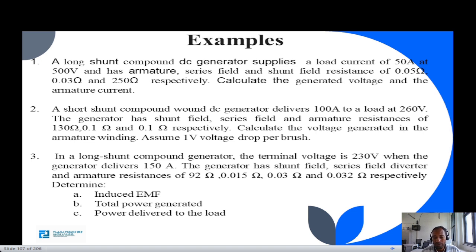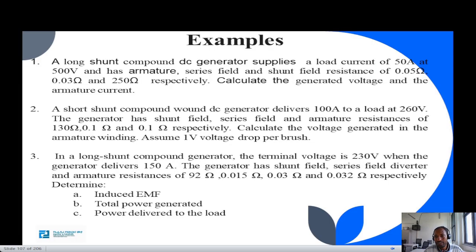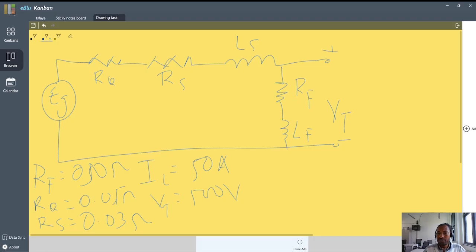It is a long shunt compound generator. So here I prepared a circuit of the long shunt, where everything is given: RF, RA, RS, and the terminal voltage VT, which is 500 volts. So what is requested? It is asking for the generator voltage and the armature current. So EG is asked, and the armature current IA is also asked.